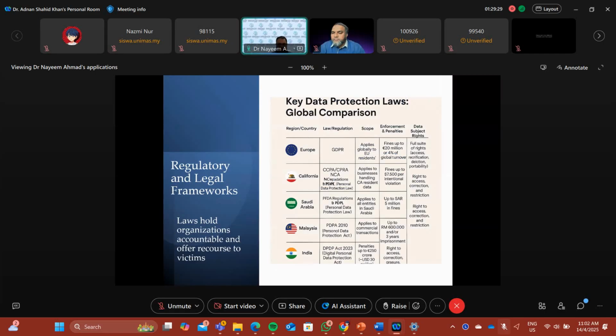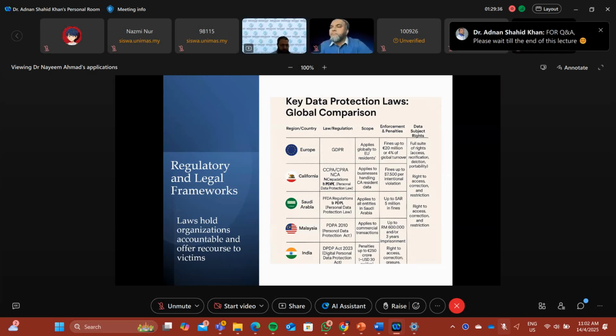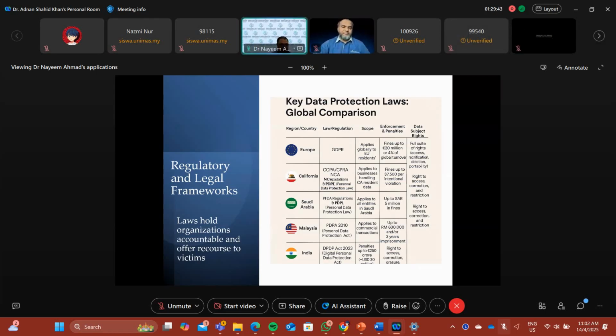We are living in a world where there are some regulations and frameworks for containing cybersecurity threats. Regulatory and legal frameworks are now critical pillars in the global fight against cyber threats. Laws such as GDPR are from Europe. We also have CCPA, which is from California, because in the United States different states have their own regulatory frameworks. In Malaysia, we have PDPA 2010, which deals with the protection of personal data.